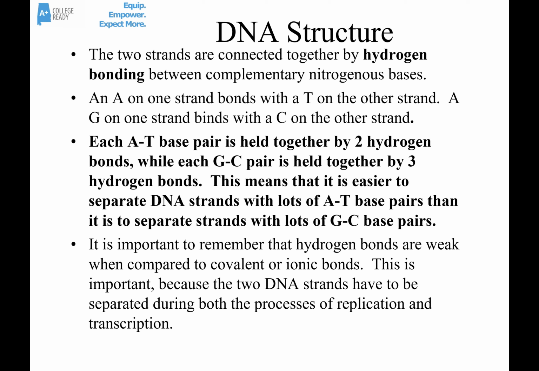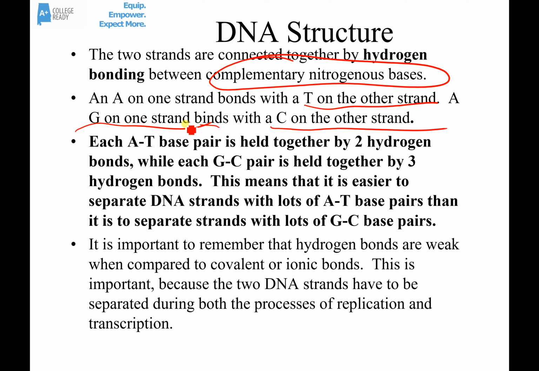The two strands are actually connected together by hydrogen bonds between the complementary nitrogenous bases. An A on one strand binds with the T on the other strand, and a G on one strand binds with the C on the other. The AT pairs are held together by 2 hydrogen bonds, while the GC pairs are held together by 3 hydrogen bonds. And that means it's a little easier to break apart the AT pairs than it is the GC pairs. They're held together a little bit more strongly.